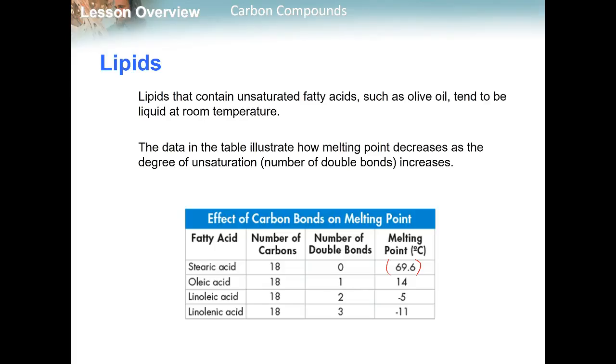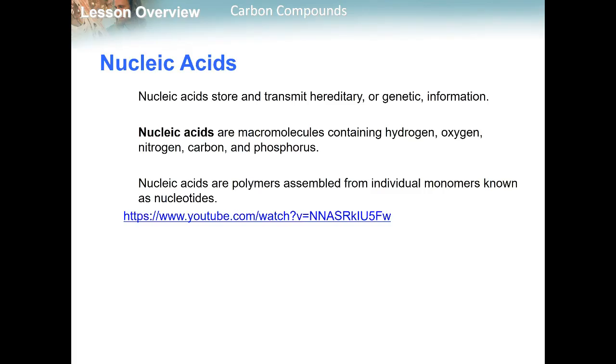We can look at oleic acid. It has one double bond, and its melting point is 14 degrees Celsius. So 0 degrees Celsius is freezing, and that's above freezing, but not quite as warm as room temperature. We'll skip down to linoleic acid, which has three bonds, and the melting point, look at that, is minus 11. It can melt at below freezing. Wow. So that is some of the chemical properties of these lipids. And as I said, a lipid can contain any combination of these fatty acids, making it unsaturated or saturated.